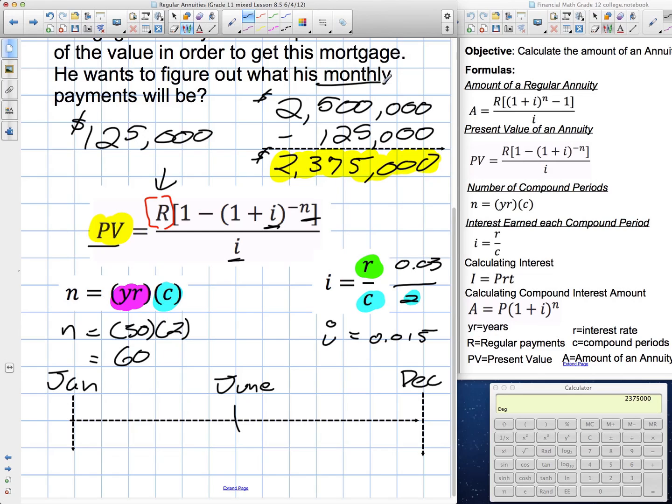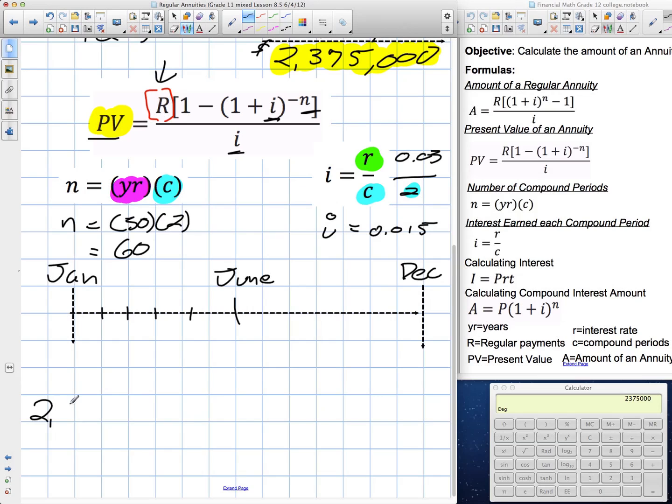But Manny's trying to figure out monthly payments. So what that means is, at the end, once we calculate what the actual R is, we're going to have to break that down again. We're going to talk about that at the end one more time, but let's go into the formula now. So our present value is 2,375,000, equal to R, which we're trying to solve.